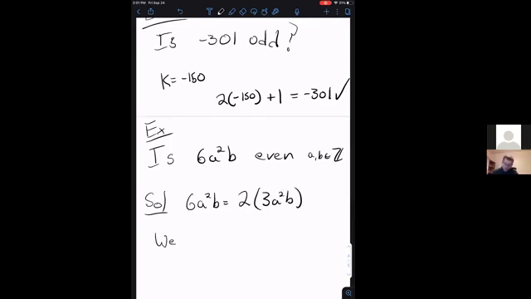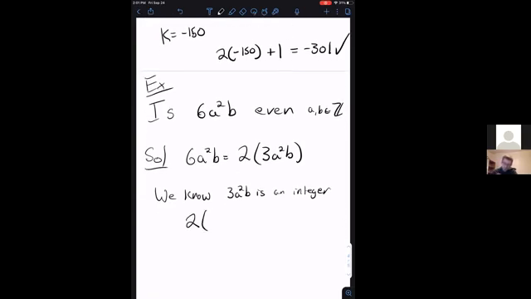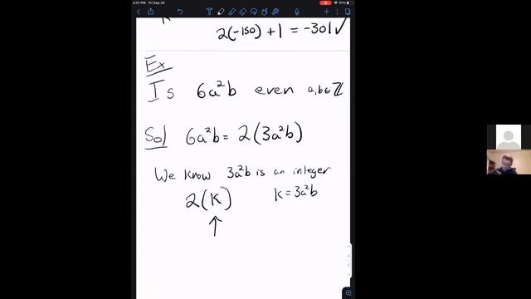And we know that 3a squared b is an integer. How do we know this is an integer? Well, we know it's an integer by our assumption 5, right? Where if you take any integers and multiply them together, you're going to get an integer out. So now we have 2 times some integer, let's call it k, if k is equal to 3a squared b, right? That's exactly what it means to be even. So it's even, okay?